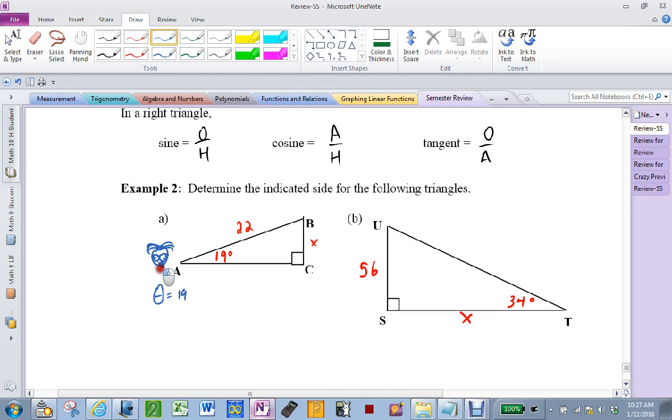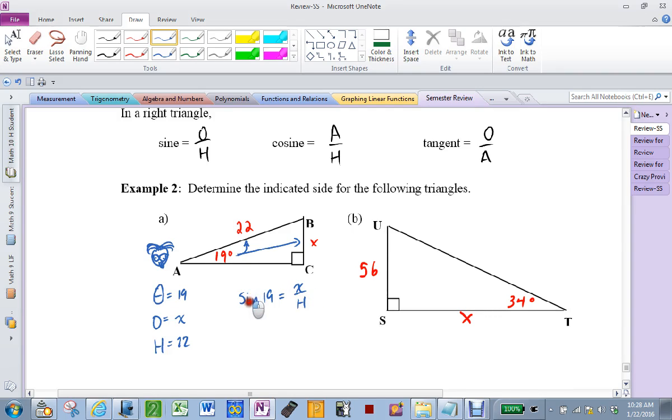So this is where I find my opposites and adjacents and hypotenuses from. What do I have from here? I have an H and I need an O. My O is unknown. My H is 22. What do I use? Sine. Sine 19 equals O over H.